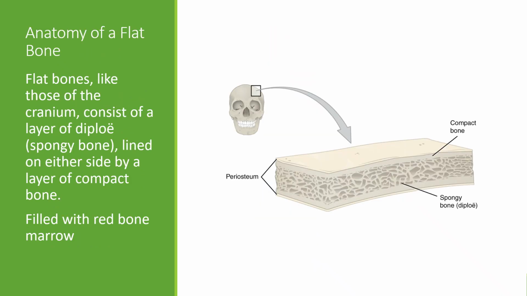Let's look at a flat bone for just a minute. So these are ones, for instance, like in your skull. They've taken a little piece of one out to show you what it looks like. And it's made different. It looks like a bone sandwich. So you have a layer of spongy bone in the middle. They call that the diploe. And on either side of that, you have a hard, smooth bone called compact bone. And in between there, you have red bone marrow.